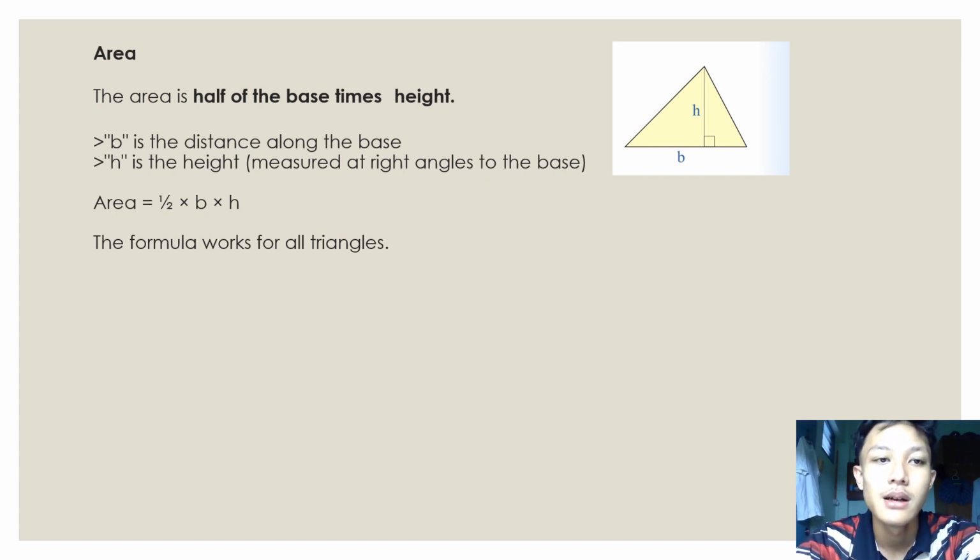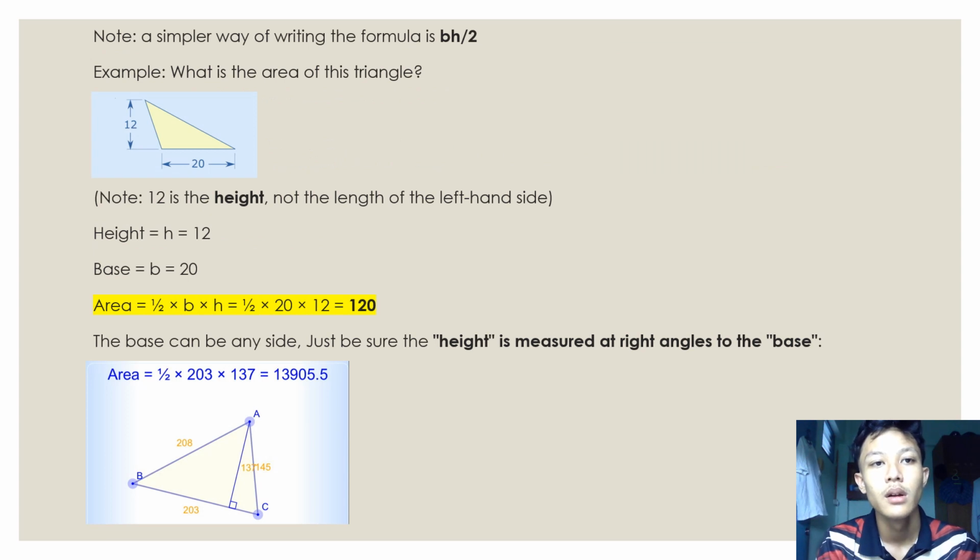Alright, first, area. The area is half of the base times height. As you can see in the picture, B is the distance along the base. H is the height measured at right angles to the base. Area equals 1/2 times B times H. The formula works for all triangles. Note: a simpler way of writing the formula is BH/2.